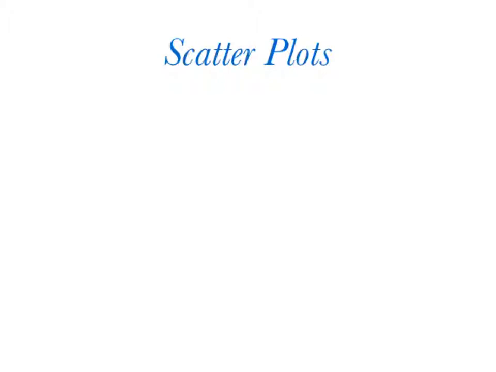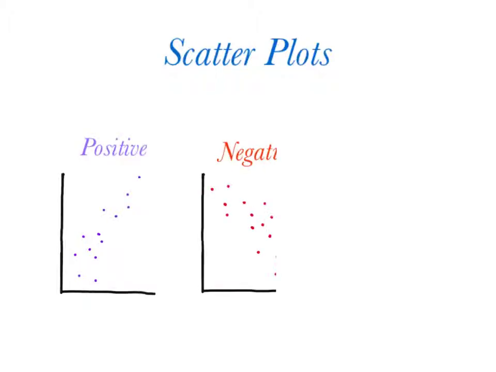A plot can have a positive correlation, a negative correlation, or there may be no correlation at all. If the relationship between the variables appears to be linear, a line can be drawn to fit the data points.